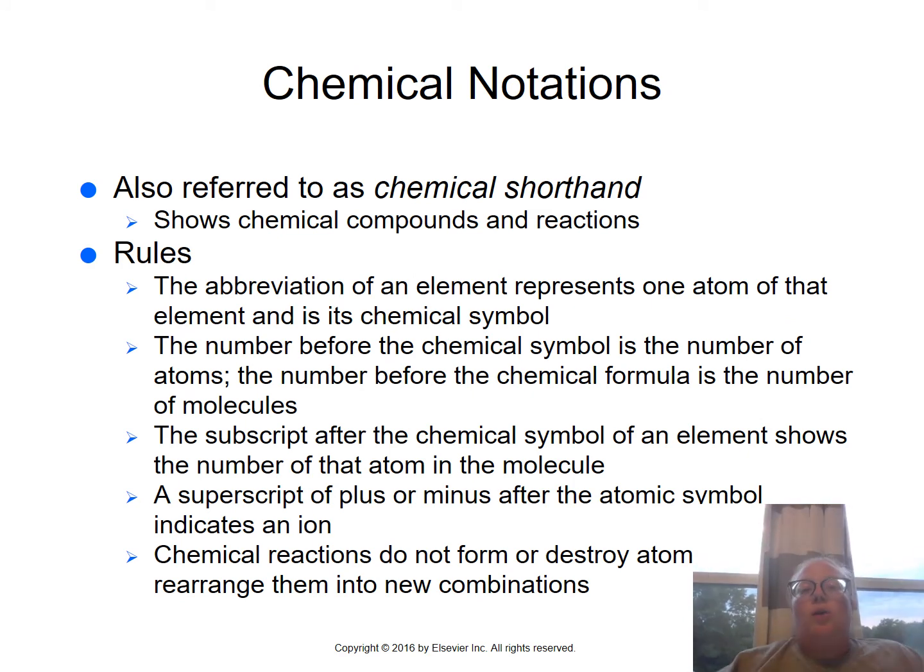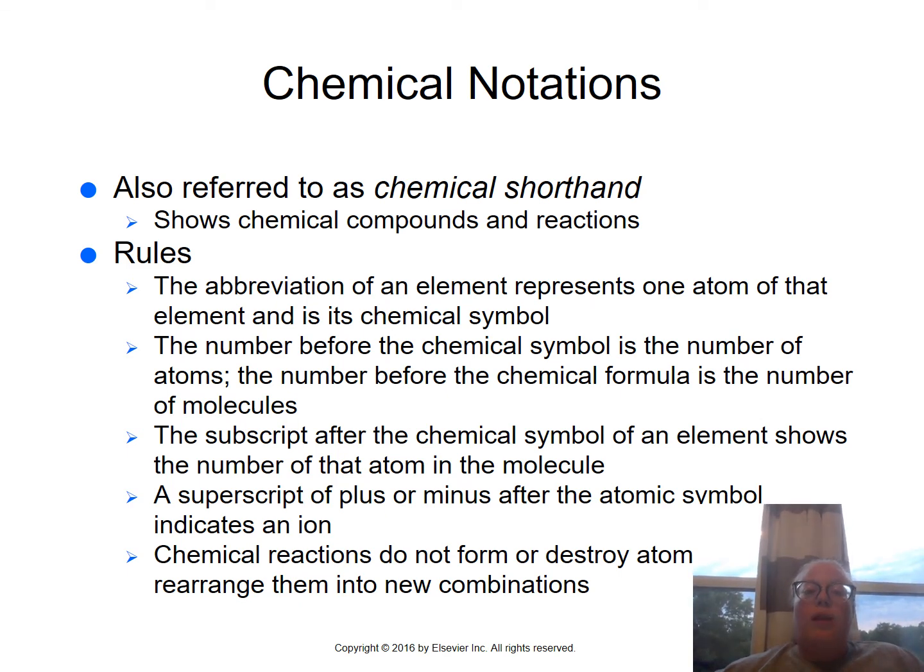Okay, chemical notations. Chemical compounds and reactions are shown by chemical shorthand or chemical notation. So when we talk about the rules for chemical notations, the first rule is the abbreviation of an element represents one atom of that element and its chemical symbol.